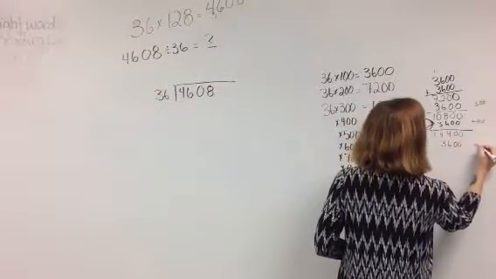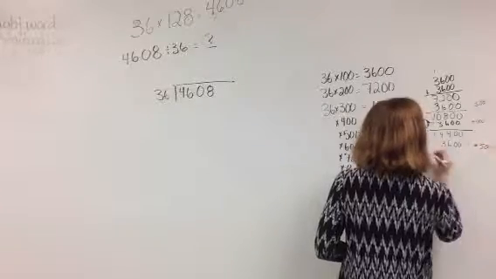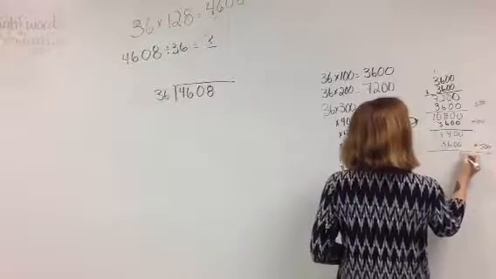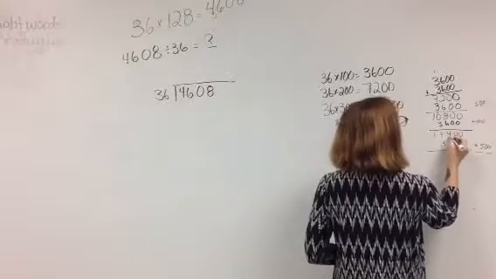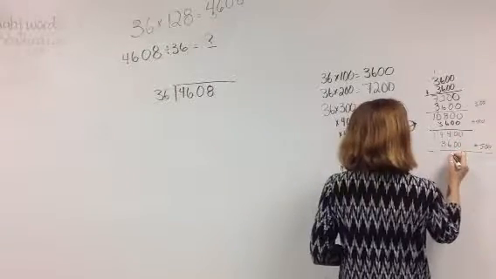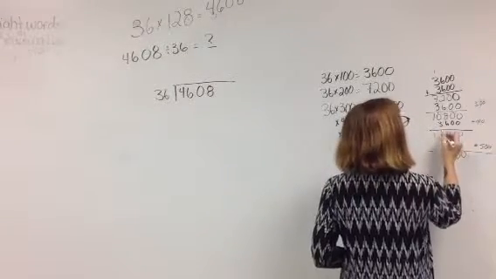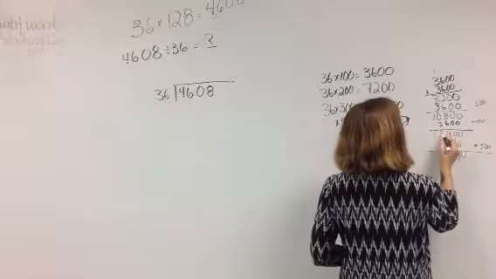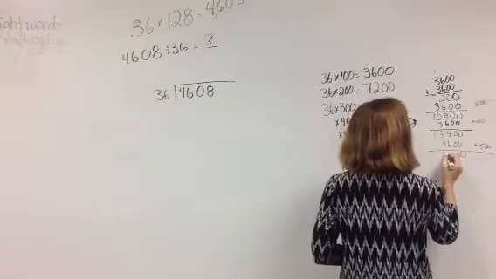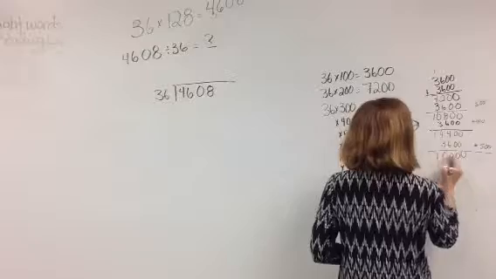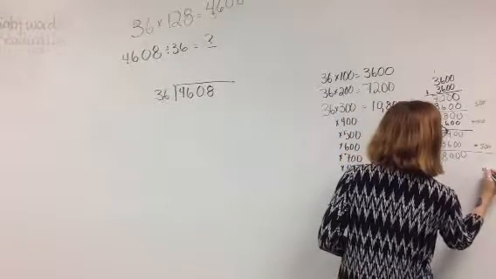So this is times 500. 0, 0. 0 plus 0 is 0. 4 plus 6 is 10. Regroup. 1 plus 4 is 5. Plus 3 is 8. 1 plus 0 is 1. Now I'm going to do it times 600.